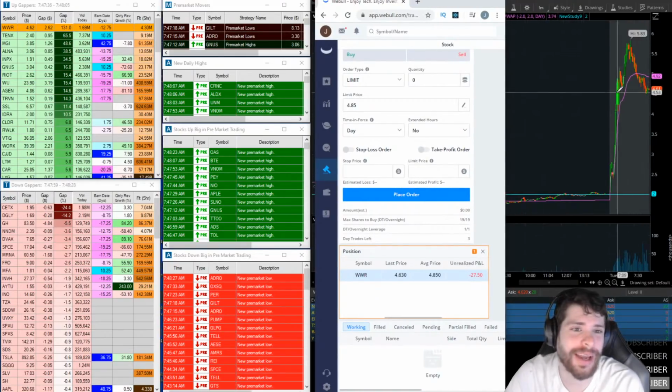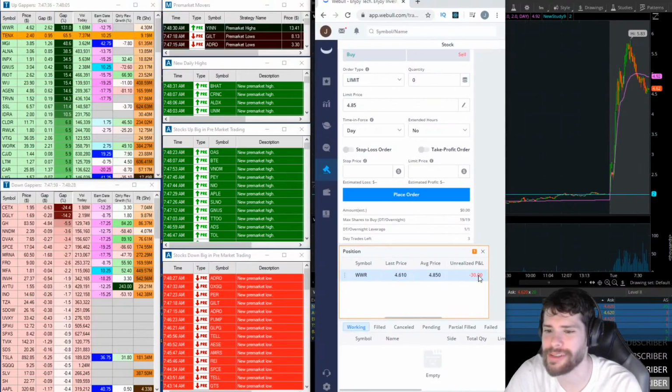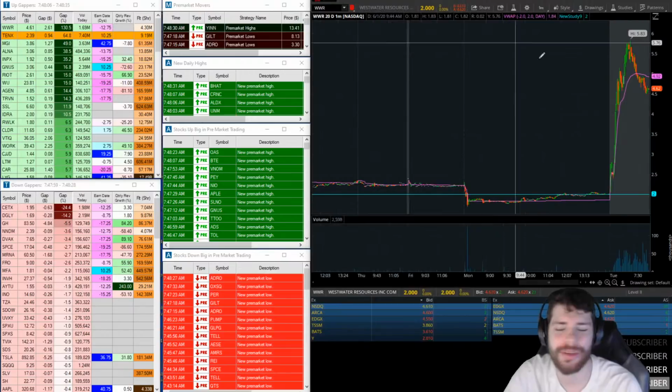My plan is just to dip buy, hoping it bounces off of 450. I'm at 485. Here's my P&L, you can see. But we're doing it for the stream. We're doing it for the stream today, guys.